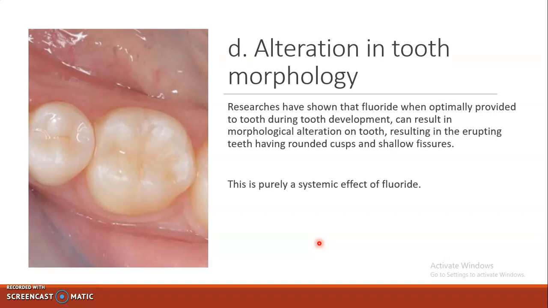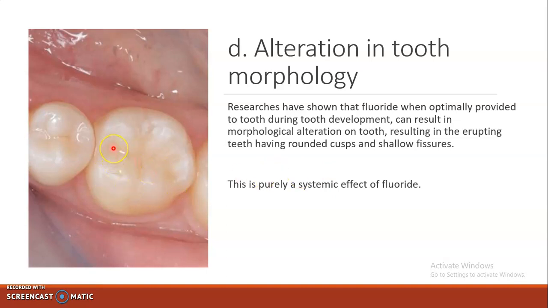The fourth mechanism is yet another systemic mechanism. Now, what is the meaning of systemic? I also told you when we discussed the carbonate theory. This acts only systemically. That is, for this to act, fluoride has to be ingested during the time the teeth are developing. Research has shown that when fluoride is provided to the developing tooth, systemically consumed and reaching the developing tooth via the bloodstream, such a tooth, when it erupts into the oral cavity, has shallow fissures and rounded cusps.